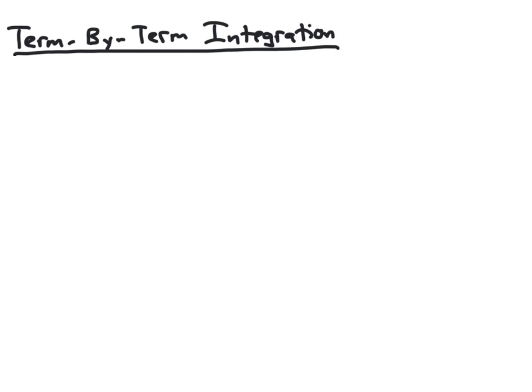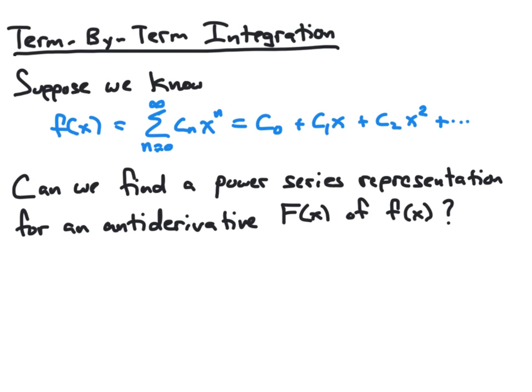In this video, we're going to discuss term-by-term integration of power series, which we'll see is almost identical to term-by-term differentiation. Suppose we have a function f of x and a power series representation for that function given by the sum from n equals 0 to infinity of c sub n x to the n. We would like to know if we could find a power series representation for some antiderivative capital F of x of this function f of x using the power series representation that we're given for f.